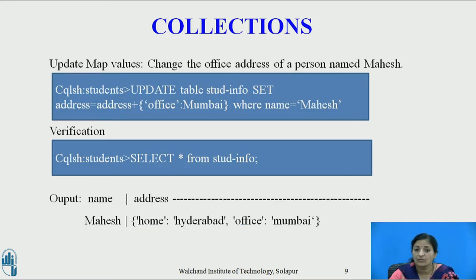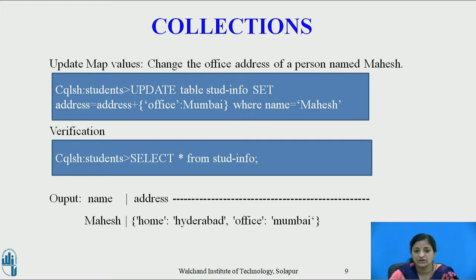Now let's see how to update these map values. So I want to change the office address of a person named Mahesh to Mumbai. So update table student info, set address is equal to address plus. Now office has been changed from Bangalore to Mumbai for Mahesh. So verification can be done using select star from student info.